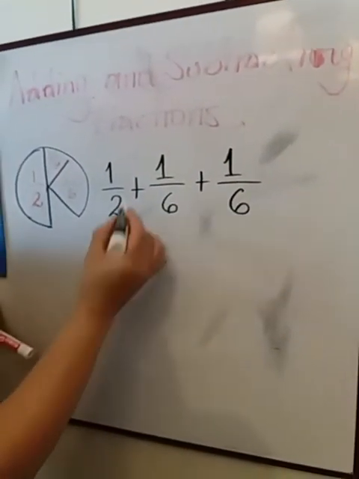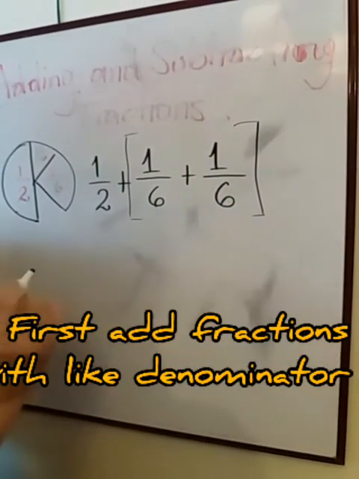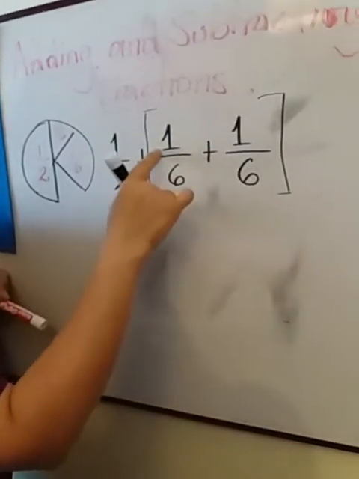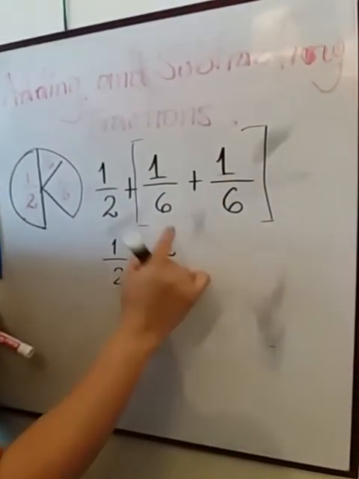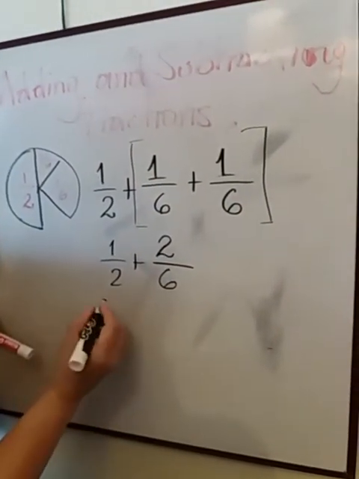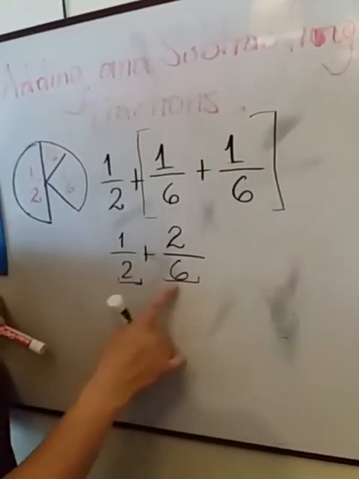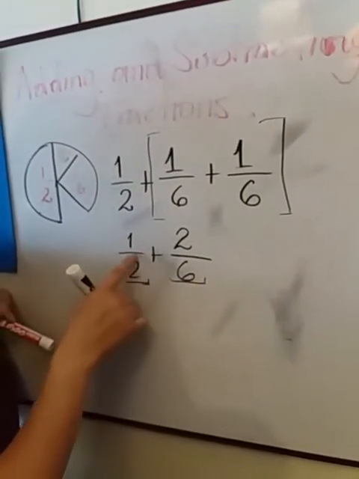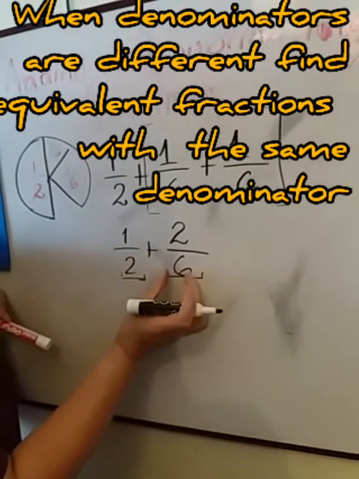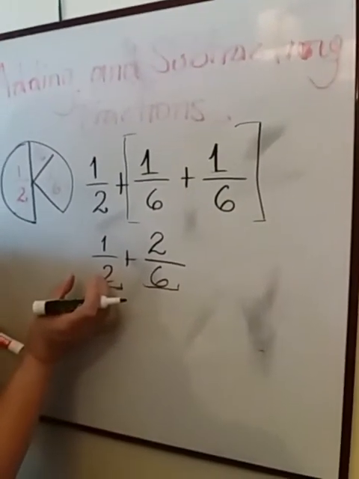Wow, here these two fractions have the same denominator, so that is easy. I can do 1 plus 1, 2, and the 6 stays the same. But here I cannot add because they have different denominators. I can convert this half into 6s, because if I have 6 little pieces, I cannot make a half piece.